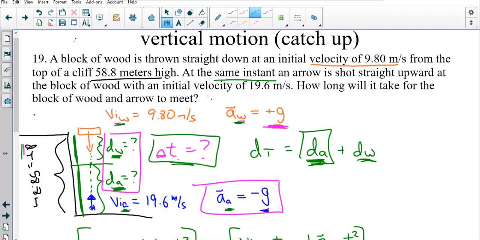Sometimes the questions will say something like, one object was released and then 1 second later the next object was released or thrown, for instance. And then you have to play around with time a little bit more. I'll show you an example of that in person when you're in class. But this is just to get you started for now.